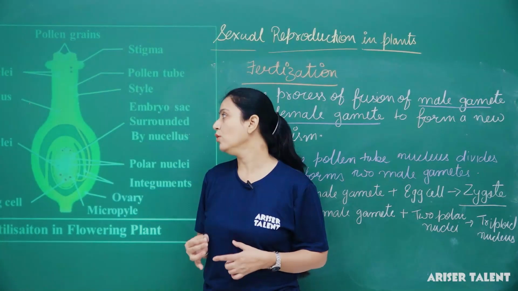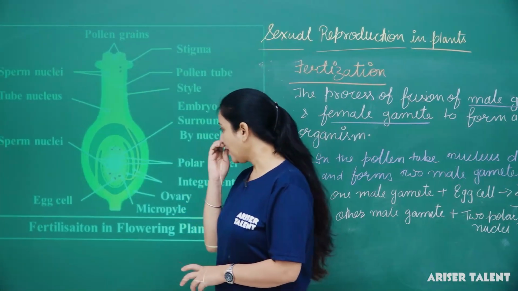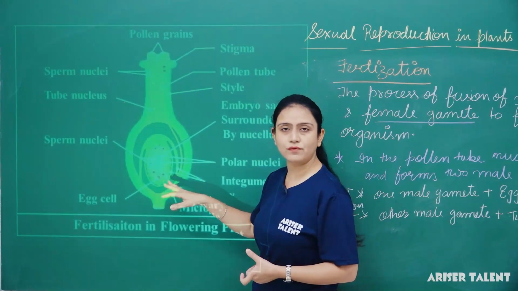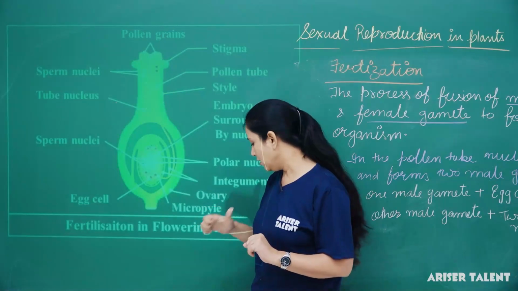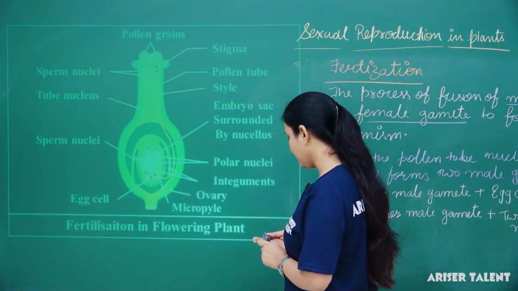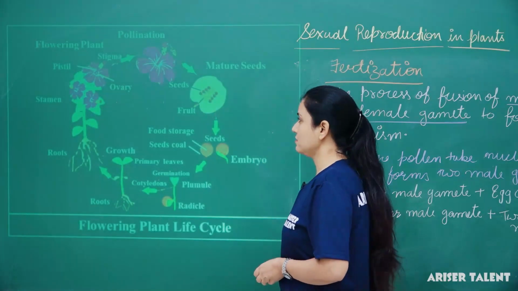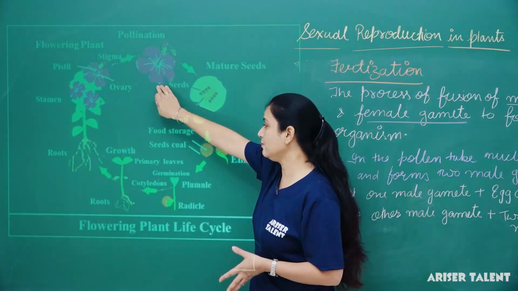So this is how a new organism develops from a flower. Now, generally when the zygote is formed, then slowly the rest of the parts start degrading. What happens after fertilization? This is the complete plant cycle. Here we can see the fertilization has taken place.